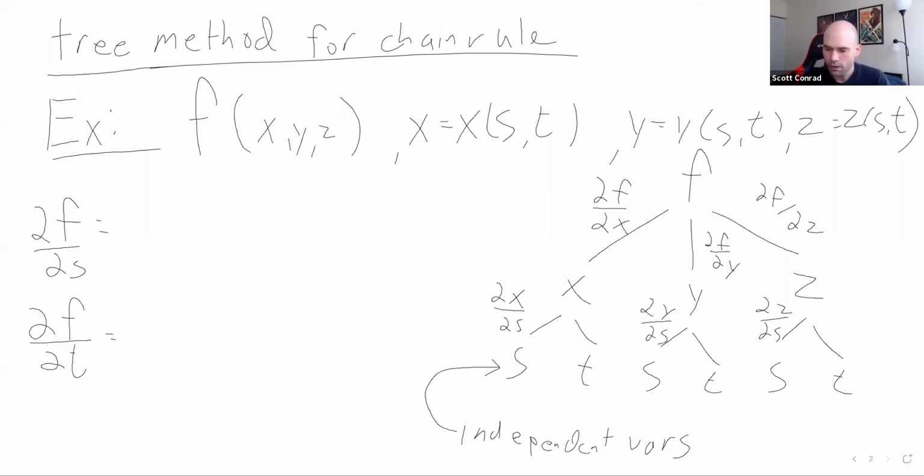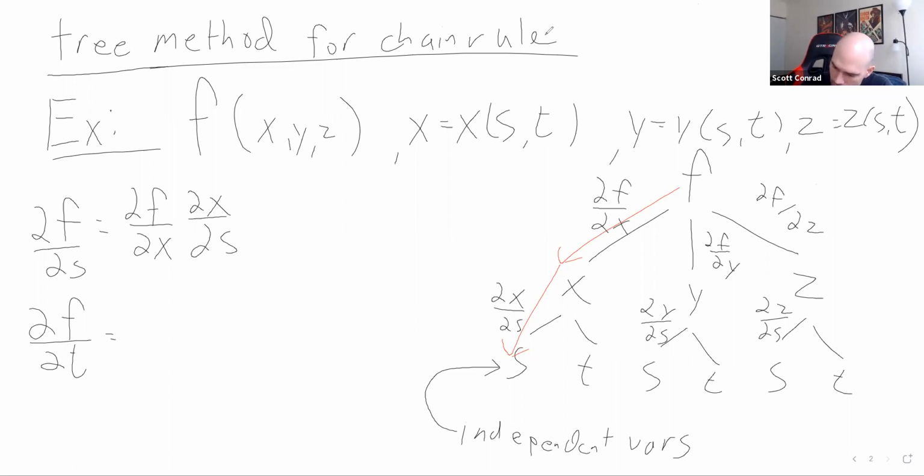So we're going to look at each path from f down to s. And we're going to multiply down and add up all the paths. So there are three different paths, right? So we can go from f to x to s. So we're going to multiply down df dx times dx ds. And then do the same for the other two paths. And then we're going to add them all up.